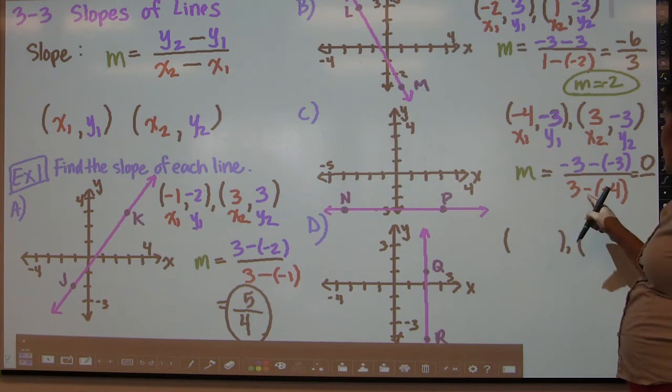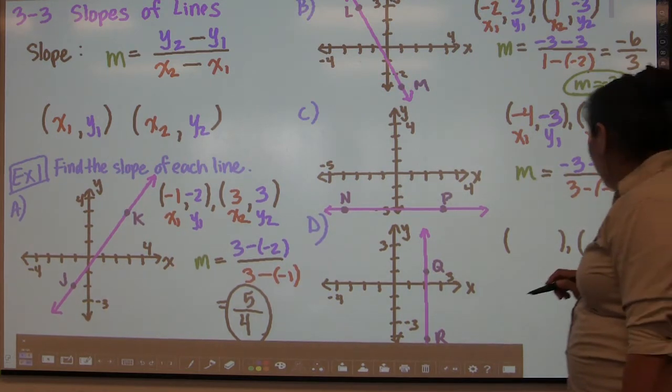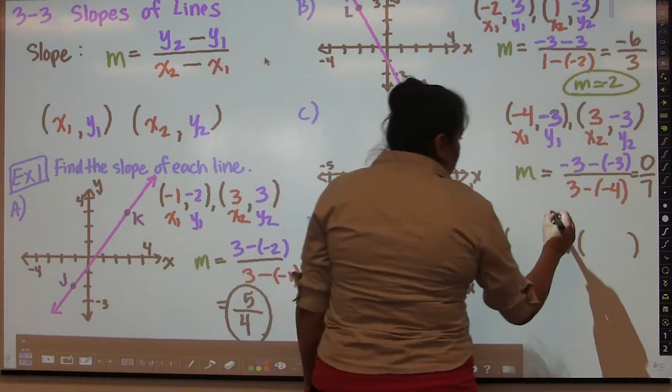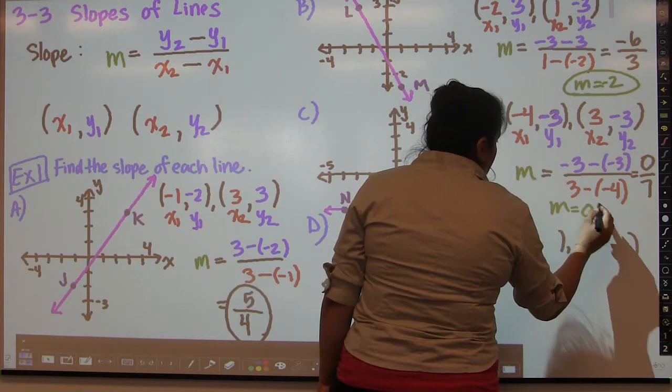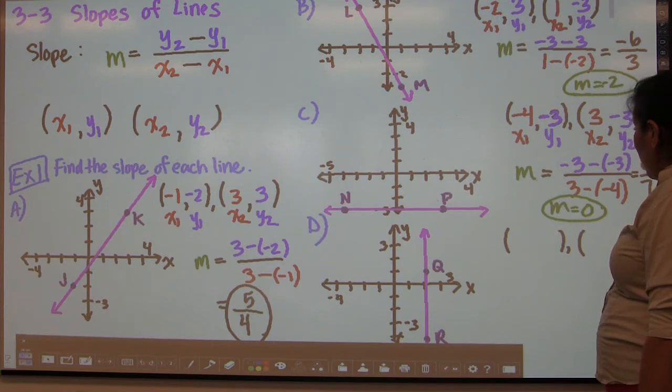And on the bottom, you're going to get negative, which is plus. So 3 plus 4 is 7. And 0 divided by anything is going to be 0. So our slope here is 0. And then we're going to go to our last example.